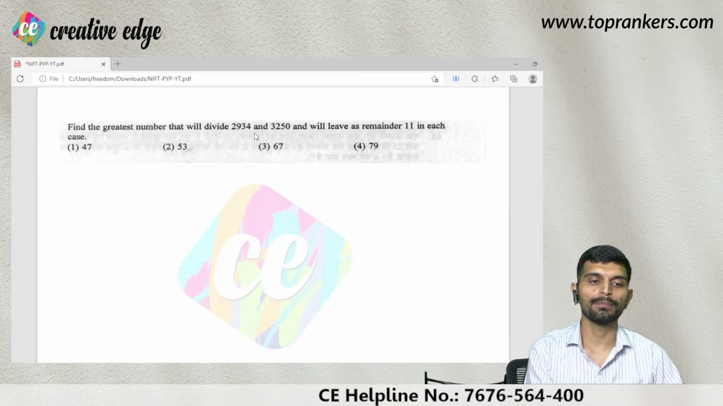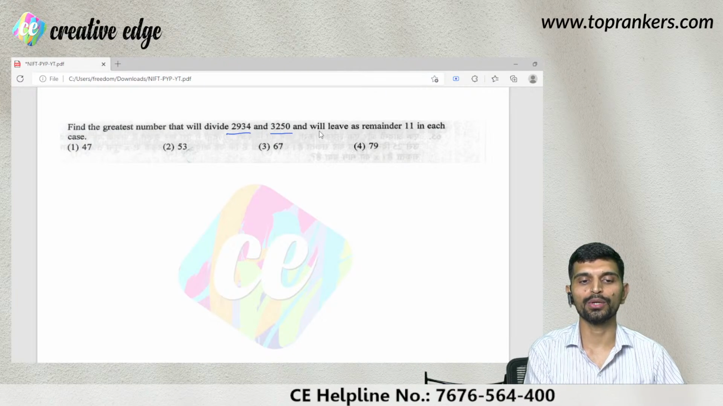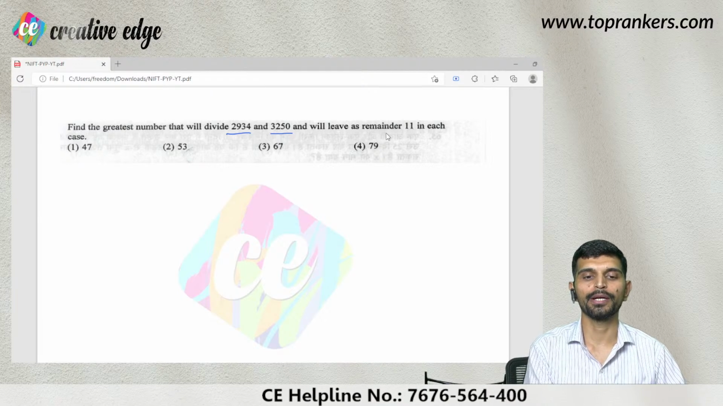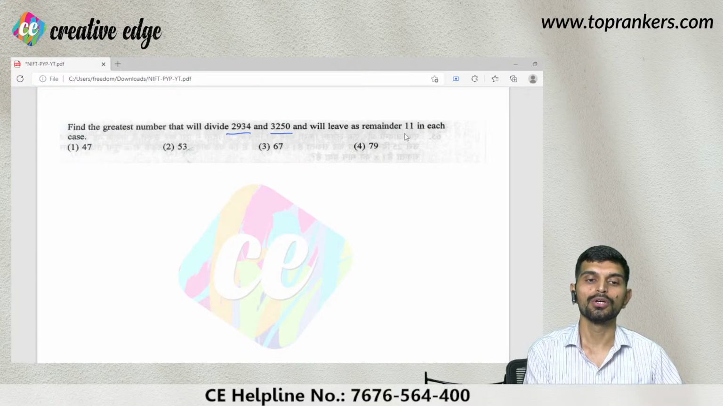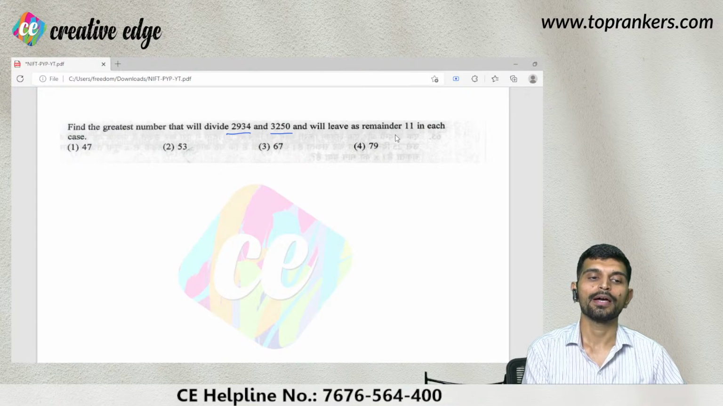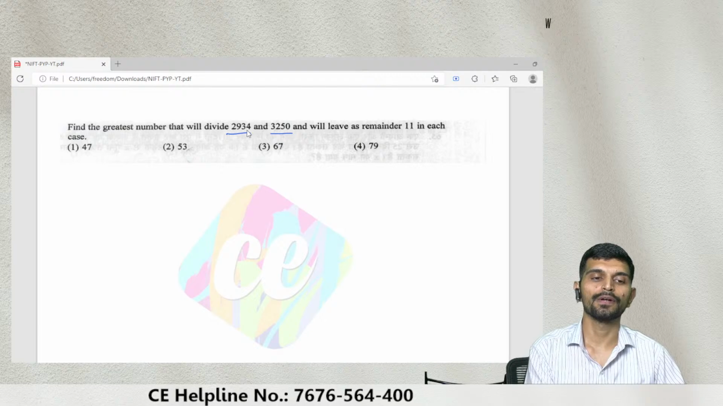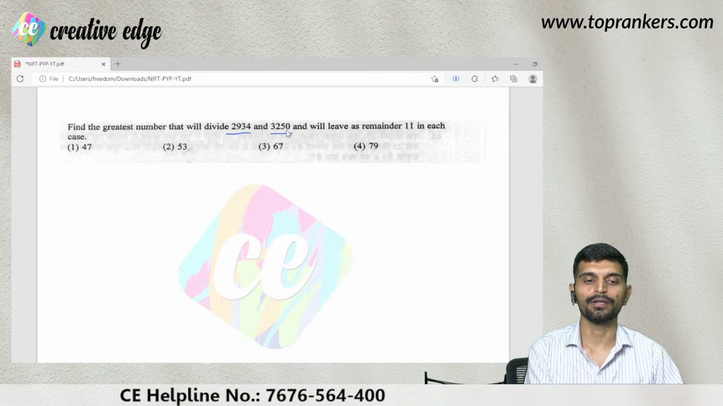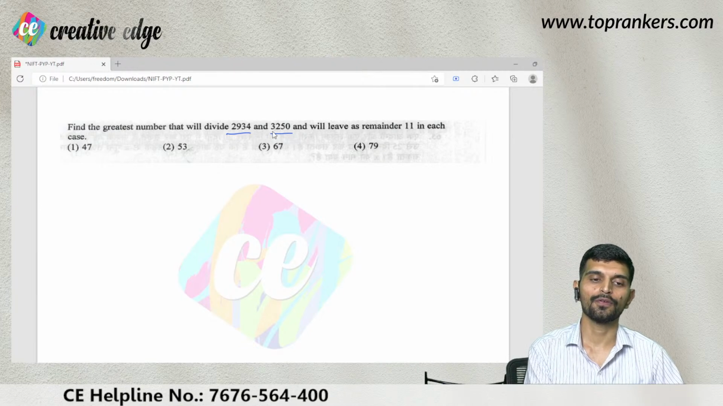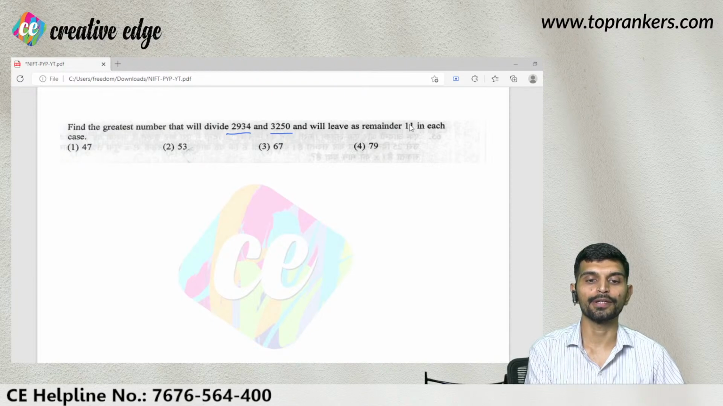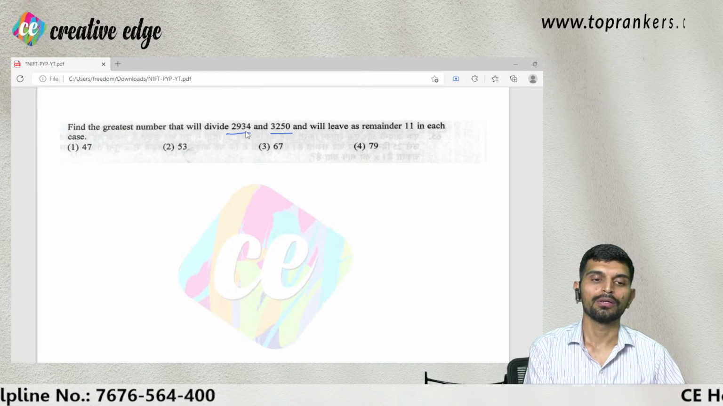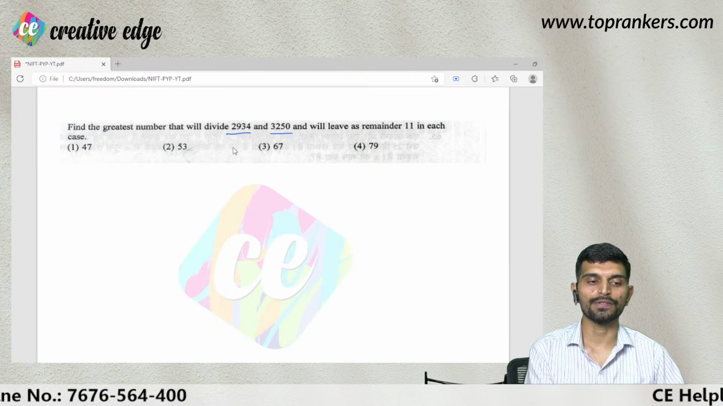Find the greatest number that will divide 2934 and 3250 and will leave as remainder 11 in each case. So we need to determine the HCF first, the greatest number that will divide. HCF of both, right? And then add 11 to that number, right? Okay. So 2934 and 3250.